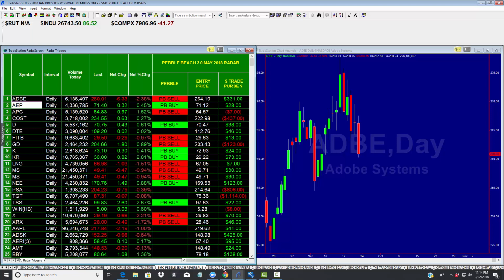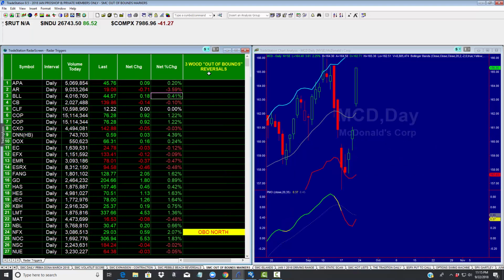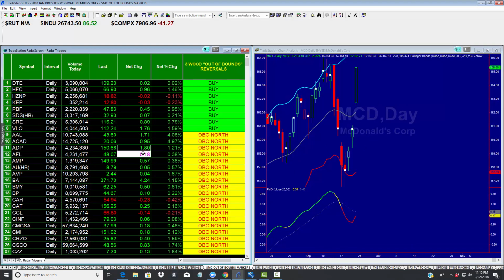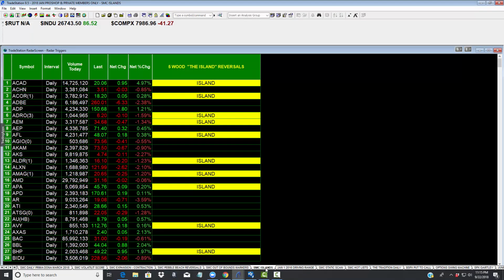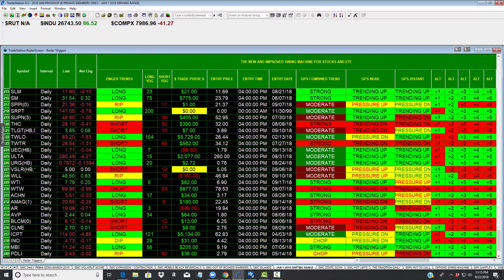Our level two members also get not just access to all the video and access to the swing machine during the day. They also get the packages, if they're working with TradeStation, on their computer. They're sent out to you with your membership each and every month. We also provide the out of bounds markers when things are extremely extended. We have something that we call the island. We have a driving range, another spot to pick and choose and refresh your stocks.